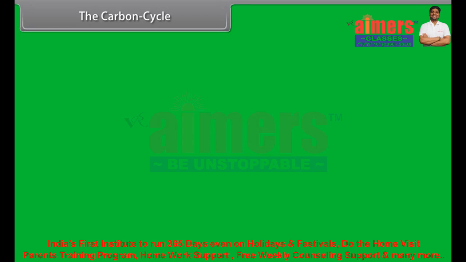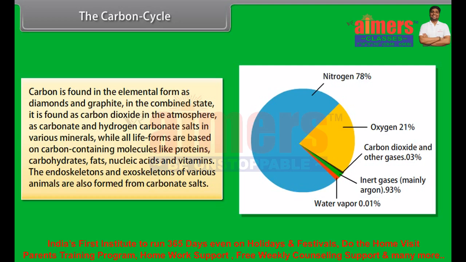The carbon cycle. Carbon is found in the elemental form as diamonds and graphite. In the combined state, it is found as carbon dioxide in the atmosphere, as carbonate and hydrogen carbonate salts in various minerals, while all life forms are based on carbon-containing molecules like proteins, carbohydrates, fats, nucleic acids, and vitamins. The endoskeletons and exoskeletons of various animals are also formed from carbonate salts.